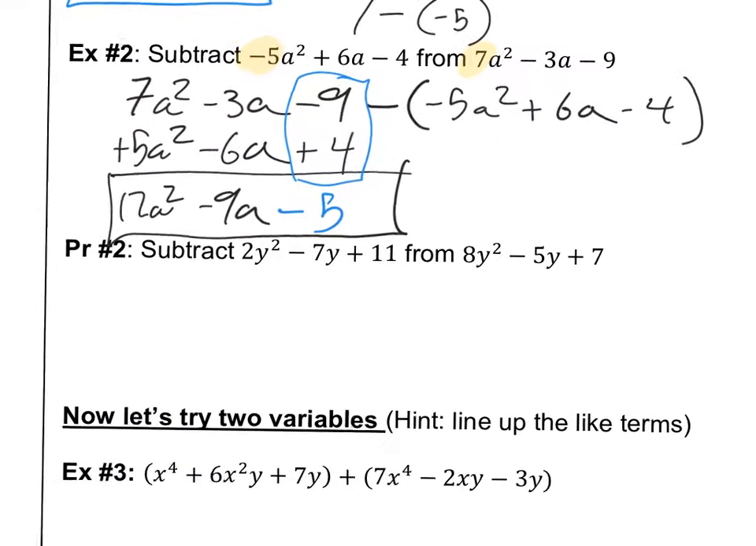Okay, so I got a similar problem for you guys here on an example or a practice 2. I want you to try that one on your own. Again, remember, look at the language and think about how I set up the order in the last problem. But go ahead and give this one a shot on your own.